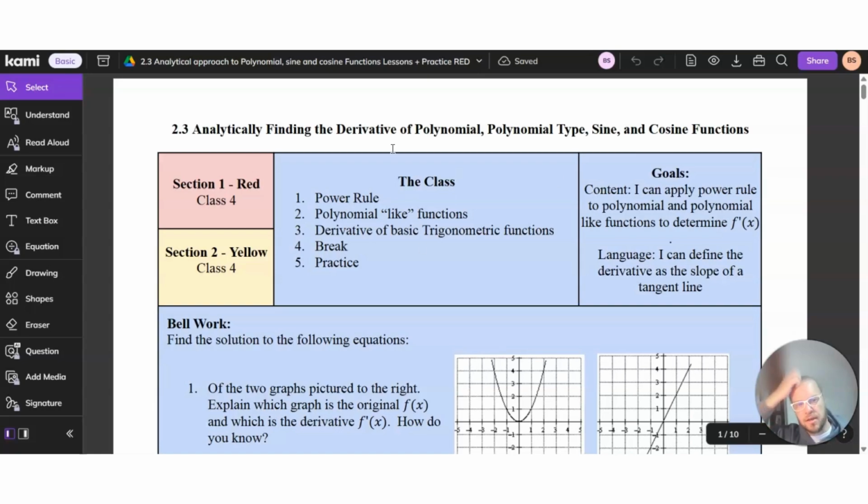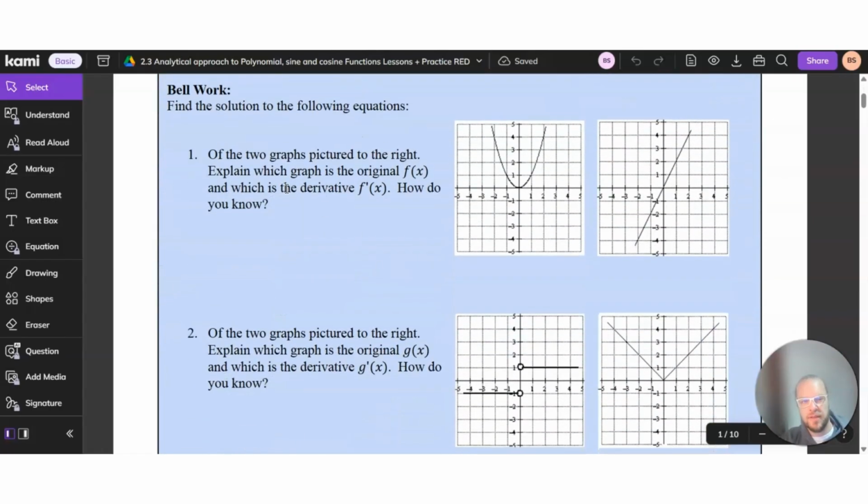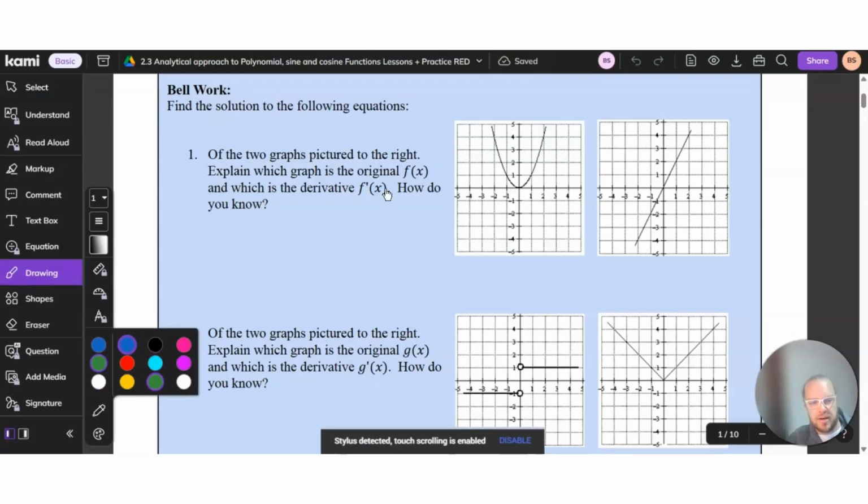All right, guys, we're going to take a look at analytically finding the derivative of polynomials, things that kind of resemble polynomials, and then sine and cosine functions. Before we begin that, though, let's take a look at the bell work quick. If you haven't done it yet, please pause and give it a try on your own, okay?